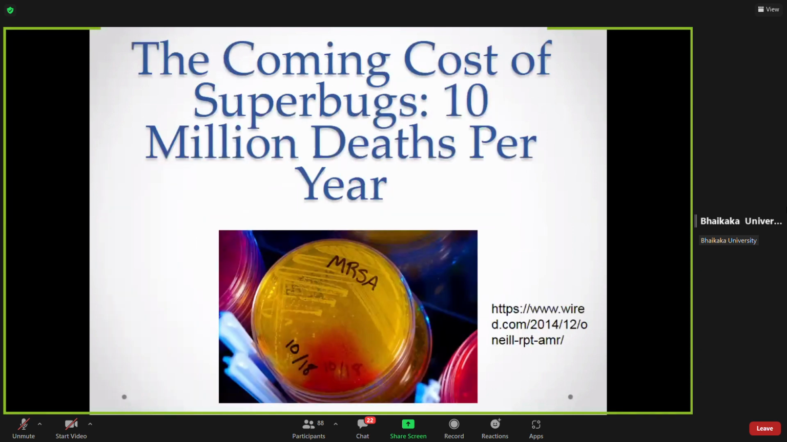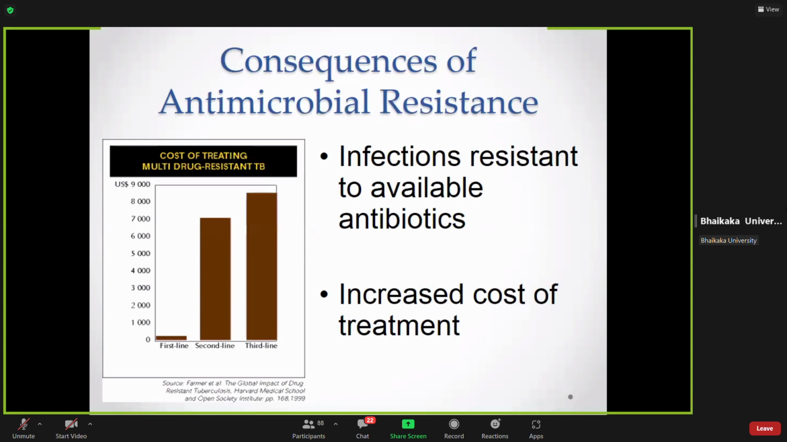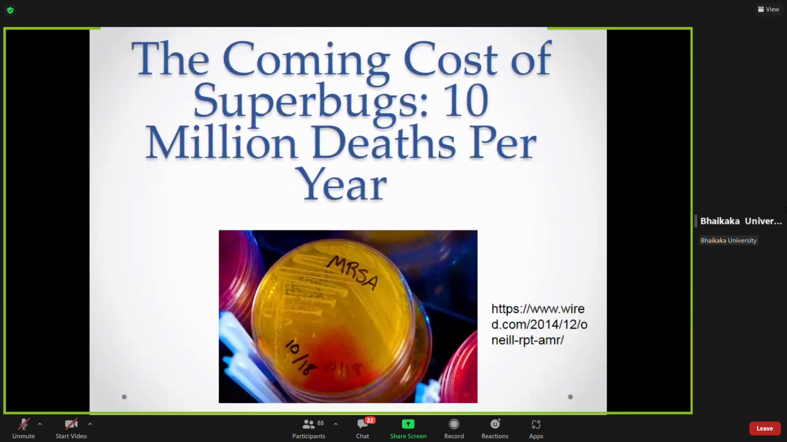And you can also see this data: cost of treating multi-drug resistant TB. First line is very less, second line is very high, and third line is even beyond second line. So you can just imagine the figures, which are indicated in US dollars. They go very high if you have anti-tubercular resistant tuberculosis infection.